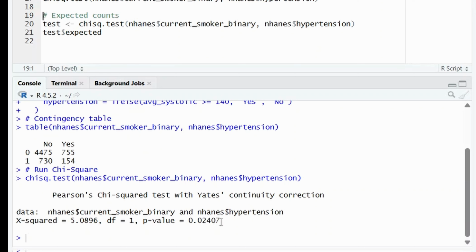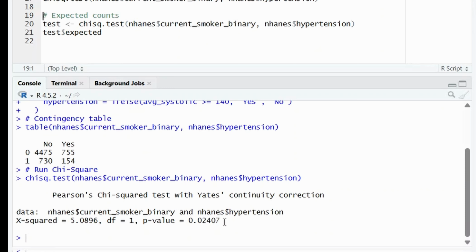Because the p-value is 0.024, which is less than the standard cutoff of 0.05, we consider this result statistically significant. In plain language, there is evidence of an association between current smoking status and hypertension in this sample. This means the difference we saw in the contingency table is unlikely to be due to random chance alone.